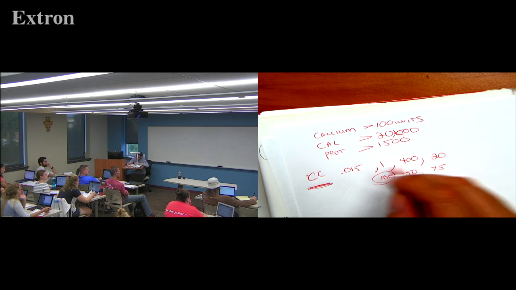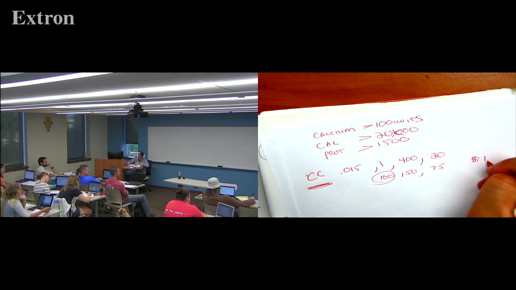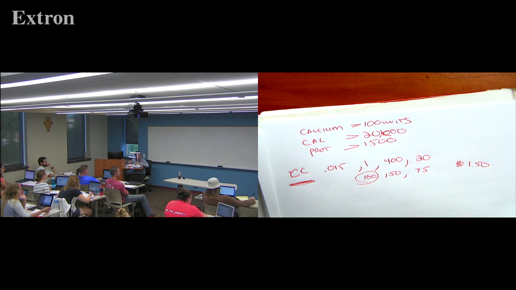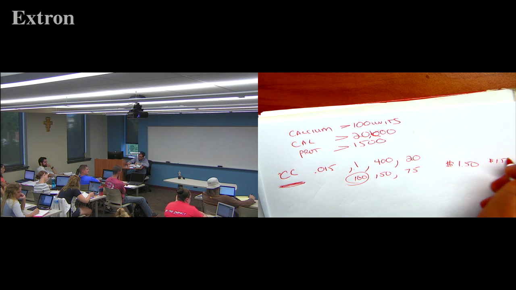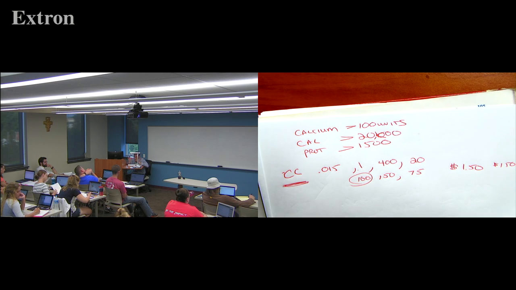100 times a penny and a half. I think I'm saying $1.50 per cow. Is that what you guys got? Okay, so 100 cows, that's 150 bucks per day. 365 days a year, you can do the math.